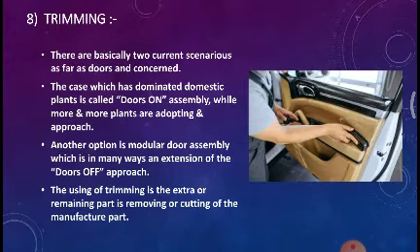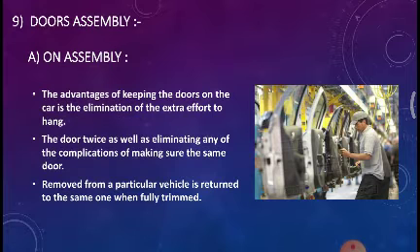Step 8. Trimming. There are basically two current scenarios as far as doors are concerned. The case which has dominated domestic plants is called doors on assembly, while more and more plants are adopting an doors off approach. Another option is modular door assembly, which is in many ways an extension of the door off approach. Trimming is the removing or cutting of the extra or remaining part of the manufactured part.